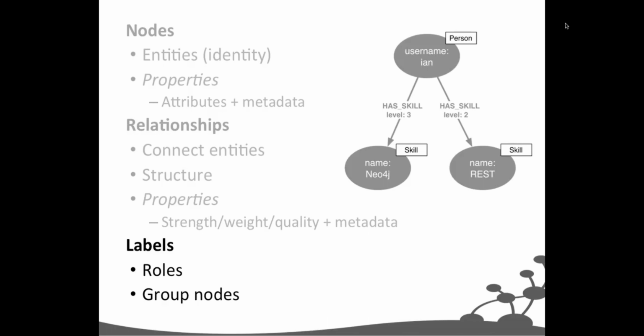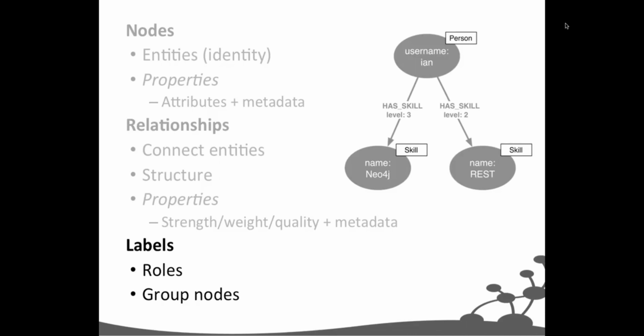We can also use them to specify some constraints, a uniqueness constraint. I could say, look, every node in my database or in my graph that is labeled person, I want you to ensure that the username property is unique within the context of this data set.